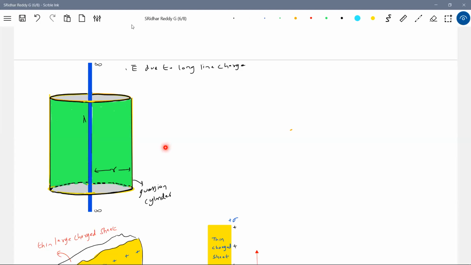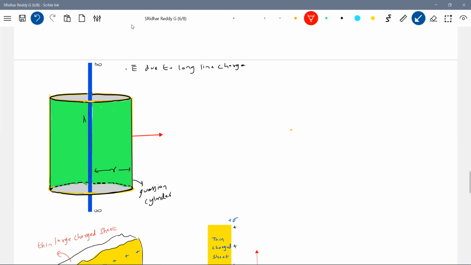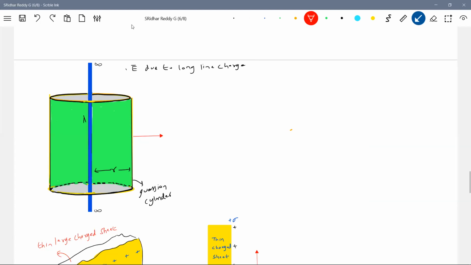What is the thing? Sir, why do you assume a Gaussian cylinder? We know the electric field due to a line charge is radially outward. I'll assume one more surface here; anyway, one surface is enough, and there's a small elemental surface. This is n cap. This is a ds. Then d phi, the flux, is equal to E bar dot ds bar.